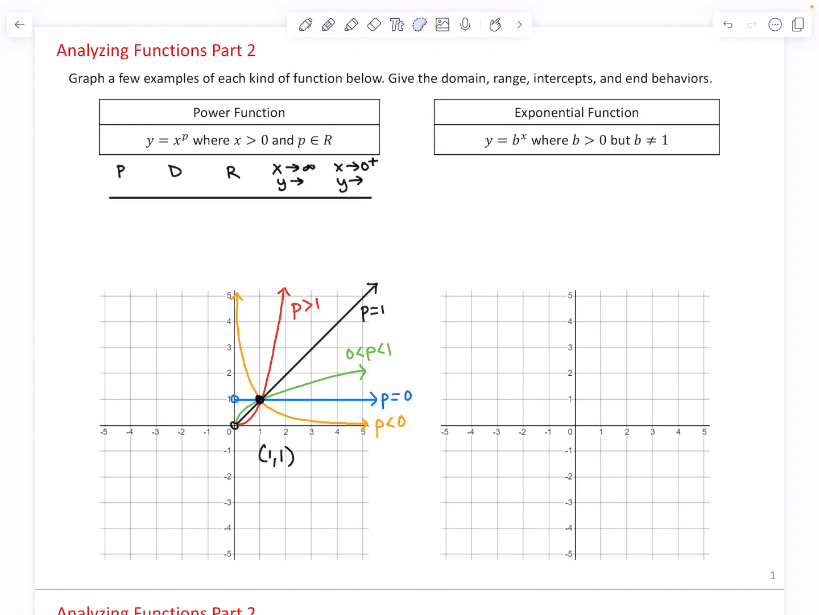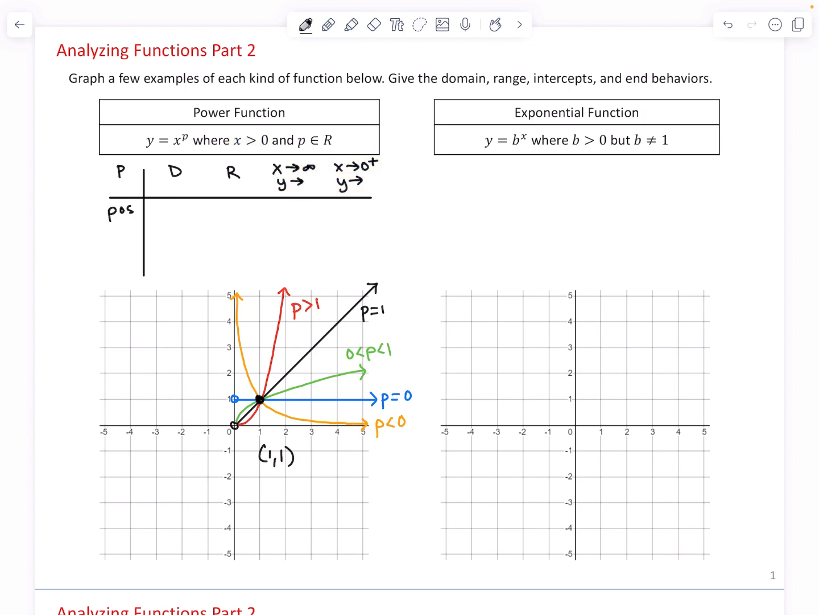Now I'll make a table where my headers will be the value of p, the domain, the range, and then what the y-coordinates are doing as the x-coordinates get large, and what the y-coordinates are doing as the x-coordinates approach 0, and that little plus sign means from the right. We can't let x go to -infinity because we've defined this function only for x being more than 0, but we can analyze what will happen to the y-coordinates as x gets closer to 0.